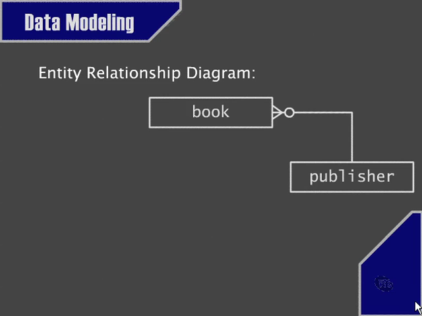This allows for all kinds of different theoretical eventualities. We put the circle on the side of the book because the publisher can exist without the book, but no book could exist without a publisher.